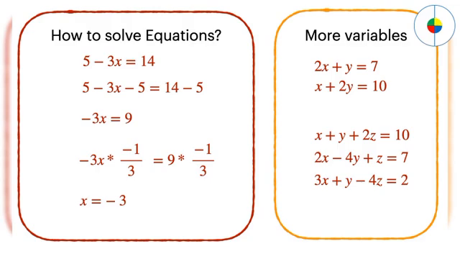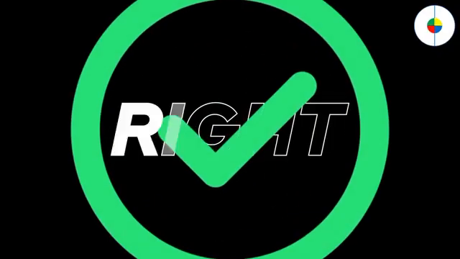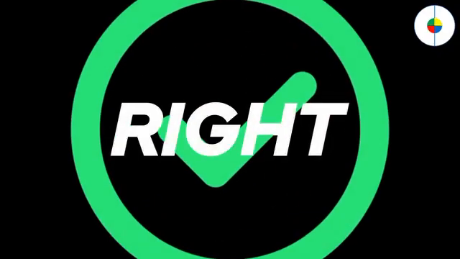You may have two or more variables, then you need two or more equations. To solve two variables, you can replace one variable with the other. For example, 2x plus y equals 7, so y equals 7 minus 2x, then you can solve the two variables. It's always good to check if the solution is correct.